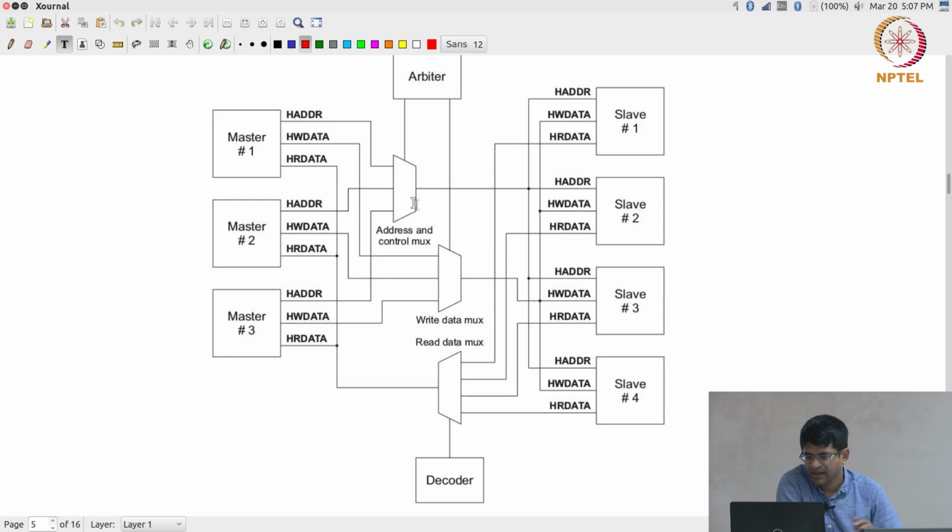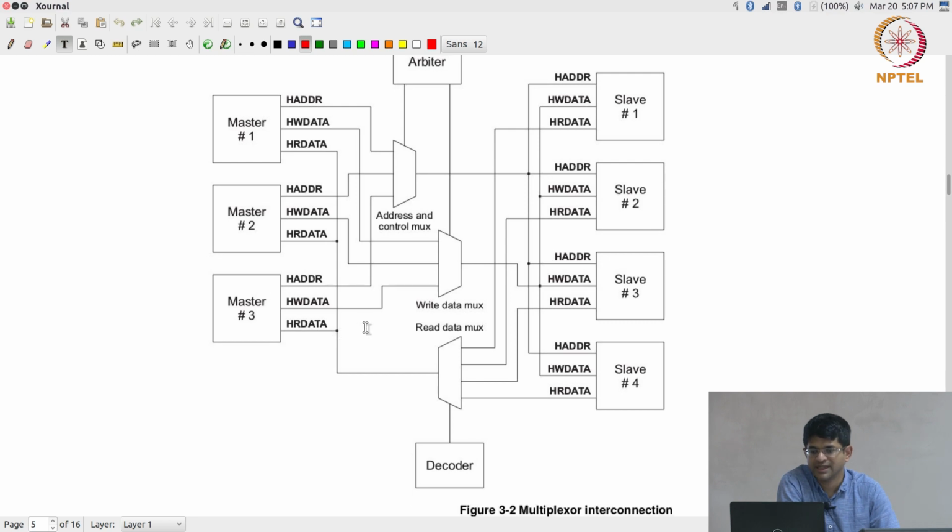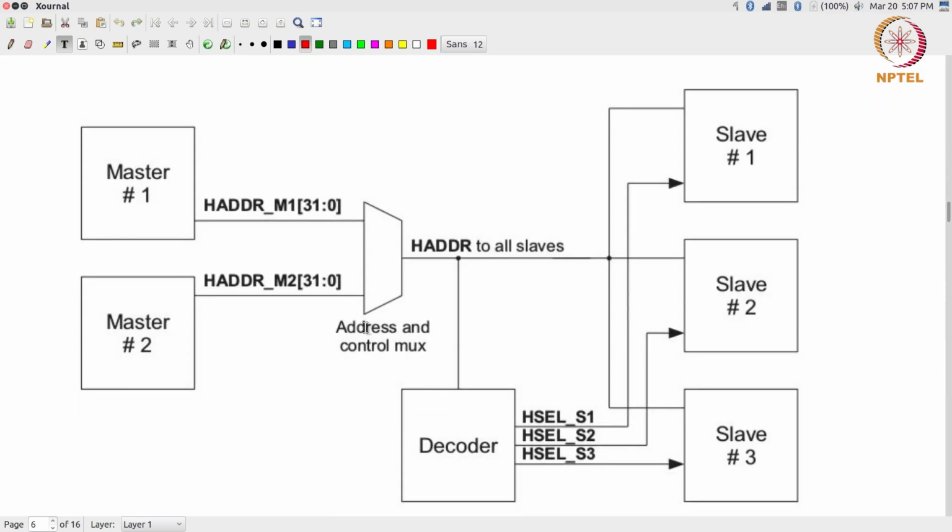And on the return side there is the decoder, right, which basically says which of these slaves is going to drive HR data. Okay. So, obviously, there has to be some signal that goes to each of the slaves to tell it, okay, you have been selected, now work. Okay. How does this multiplexing actually work? The masters go through the address and control mux. This decoder takes part of the address, right, part of the address is sent to the decoder, and that then determines the H select S1, H select S2, H select S3 signals.